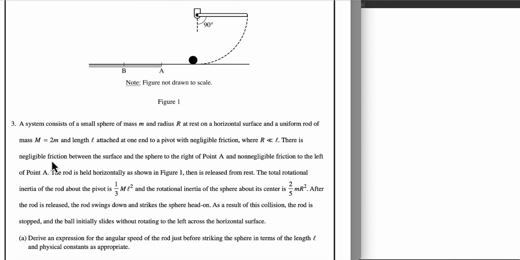There's negligible friction between the surface and the sphere to the right of point A. So you can think about this section here is smooth. However, when the ball passes this point A, there will be a rough surface, so that there will be friction force here acting on the ball.